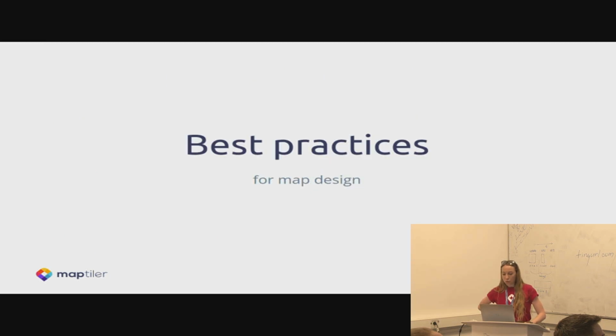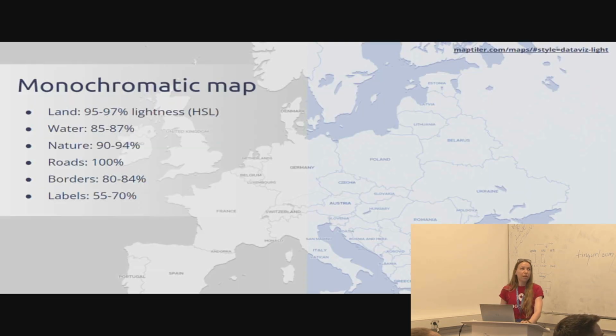So that was it for the starting tips, but now I would like to move on to some best practices for the actual map design. Again, these are not rules or anything, it's something that works for me, and maybe you can take inspiration from that. So the first one is a monochromatic map.